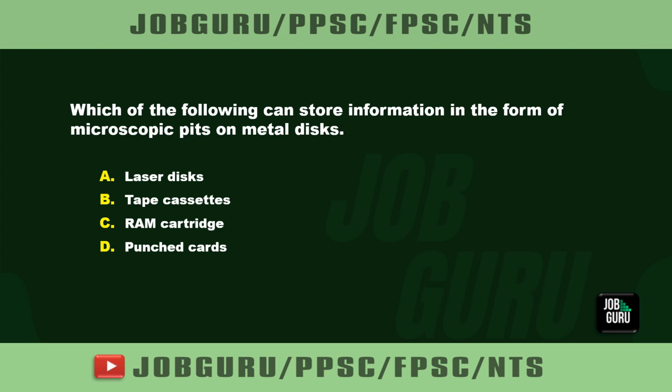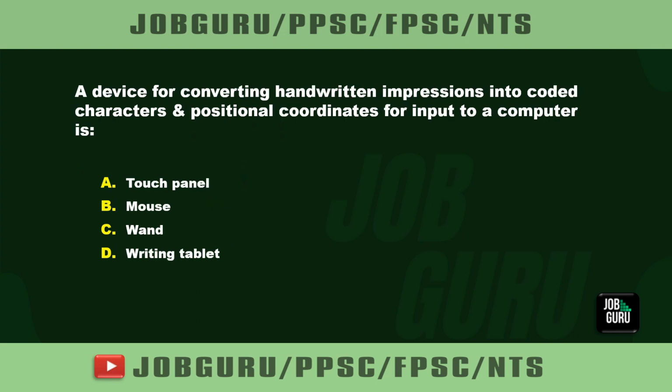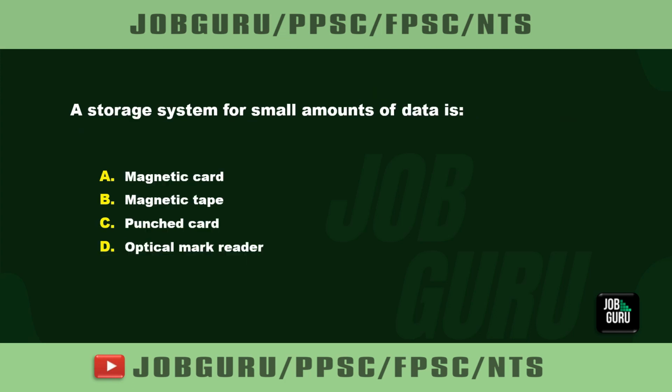Which of the following can store information in the form of microscopic pits on metal disks? A device for converting handwritten impressions into coded characters and positional coordinates for input to a computer is. A storage system for small amounts of data is.